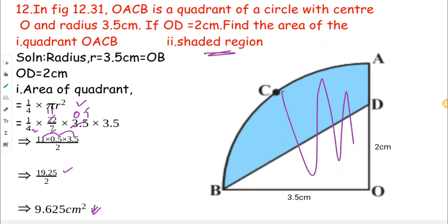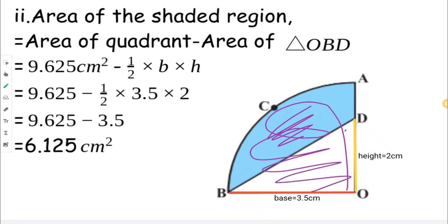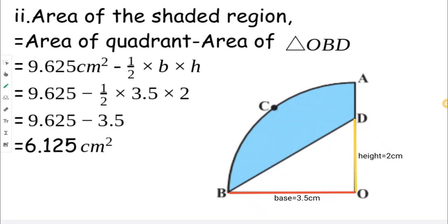Next, the shaded region. Alright, so let's do it on the next page. Shaded region means this region, right? How do you find it? Area of the whole quadrant minus area of this triangle, then I'll get this shaded region. So simple. For the quadrant, we've already solved. How much did we get? 9.625 centimeter square.